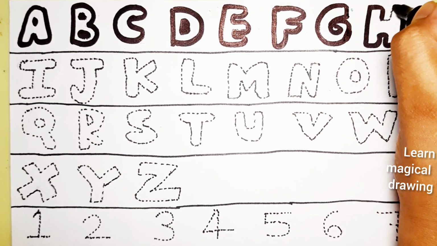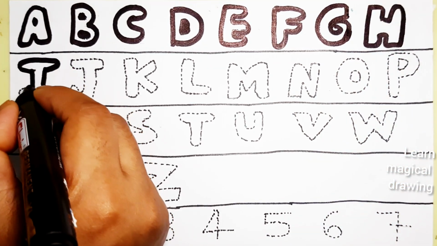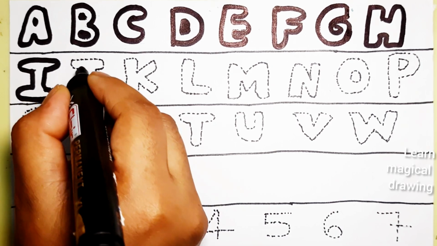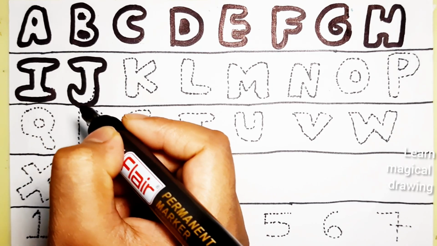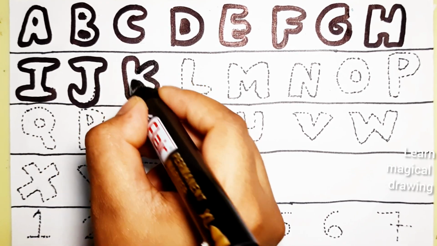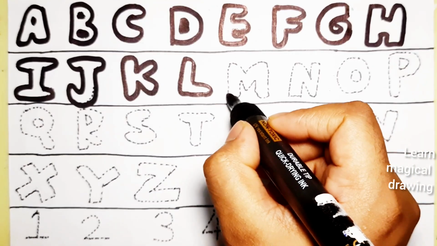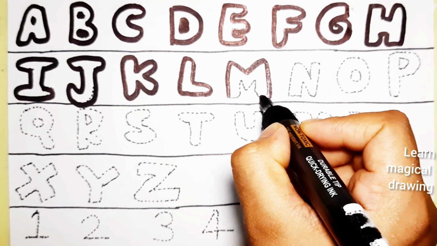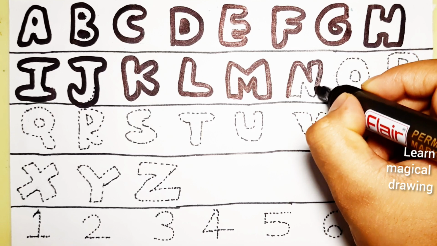H for hand. I for ice cream. J for joker. K for kite. L for lemon. M for monkey. N for nest.